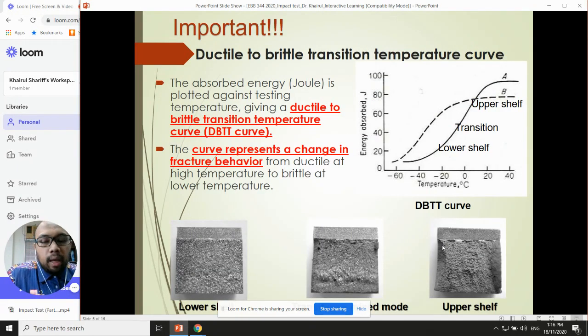Okay, I want to bring your attention here. I already explained what the lower shelf, the upper shelf, and the transition are. You need to pay attention to this slide, because this is a very famous question for your exam and your test. The left side, the middle side, and the right side are the different fracture surfaces. I repeat again, different fracture surfaces when you perform the impact test at different temperatures. Because this DBTT curve, we can see from the impact test.